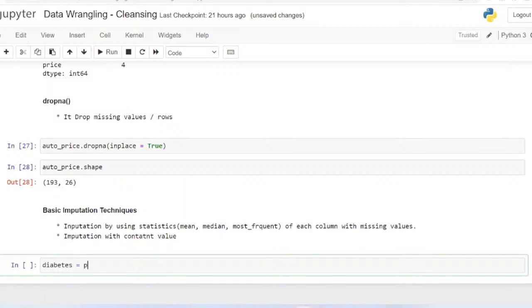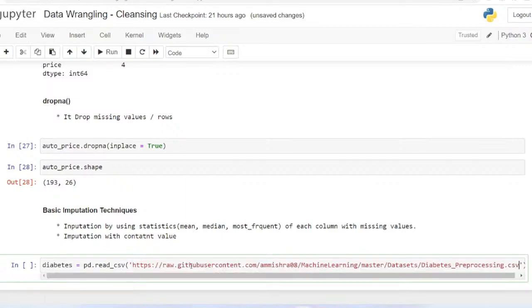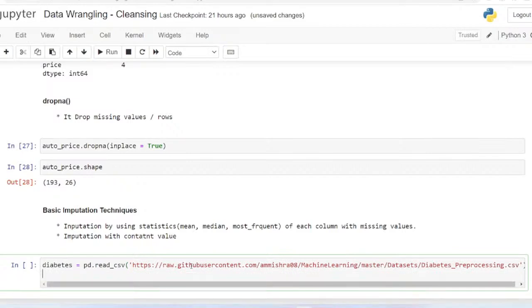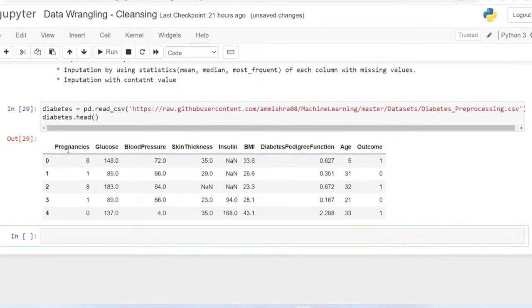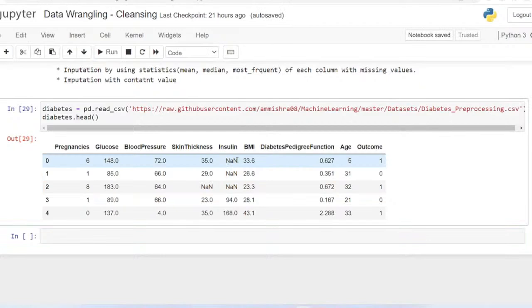diabetes equals pd.read_csv. Either you can provide the URL here, or you can copy the data set from its location and just provide the path. Remember, if you are taking the path, please use forward slashes instead of backward slashes. Let me take diabetes.head, and this will provide the data which includes pregnancies, glucose, blood pressure, and plenty of NaNs, you can see.